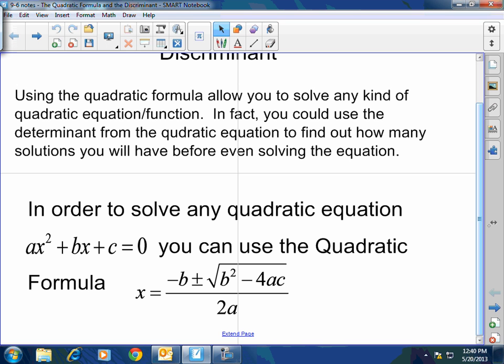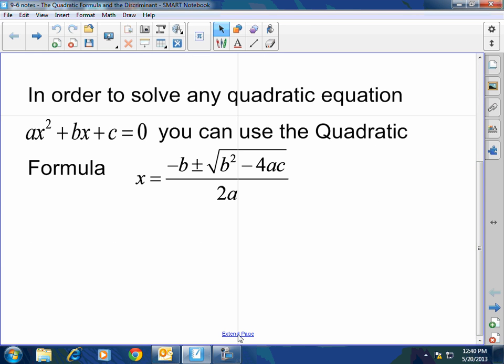In order to solve any quadratic equation or function in the form of ax squared plus bx plus c equals 0, you can use the quadratic formula, which is x equals negative b, so that comes from the b value, plus or minus the square root of b squared, again we're using b, minus 4 times a, that's the coefficient of x squared, times c, which is the constant of the function, divided by 2a, which is again a, the coefficient of x squared.